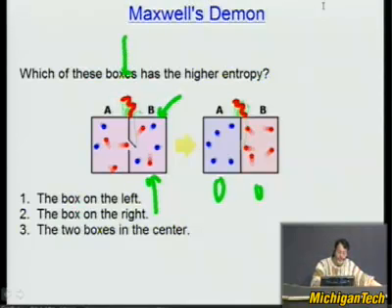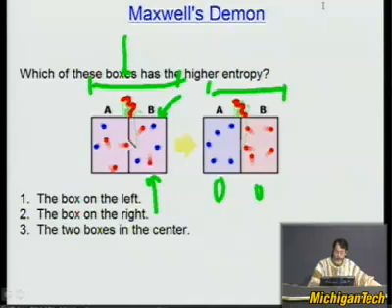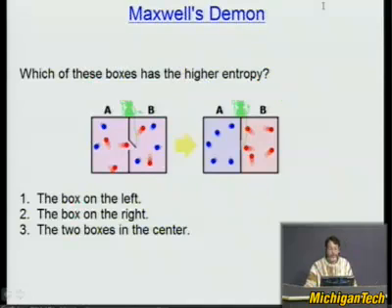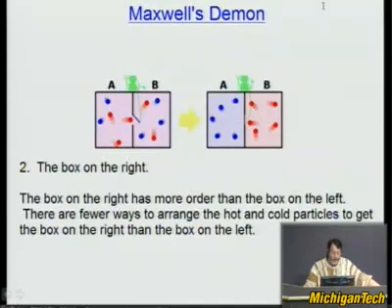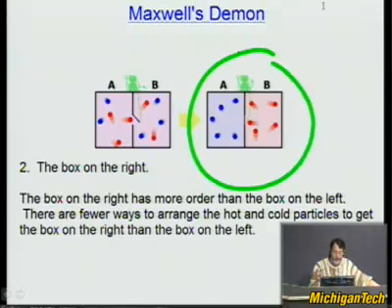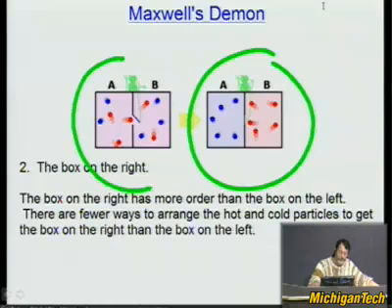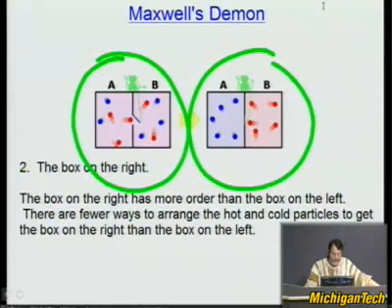So each of these is considered a box. This unit here is considered a box, and that unit here is considered a box. Each box has two compartments. So the answer is the box on the right has actually lower entropy. Did I get that backwards? All right. The box on the right has more order. I hope I didn't get that backwards. And the box on the left would have a higher entropy.